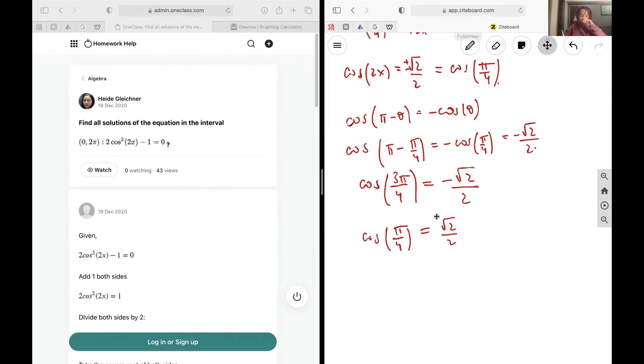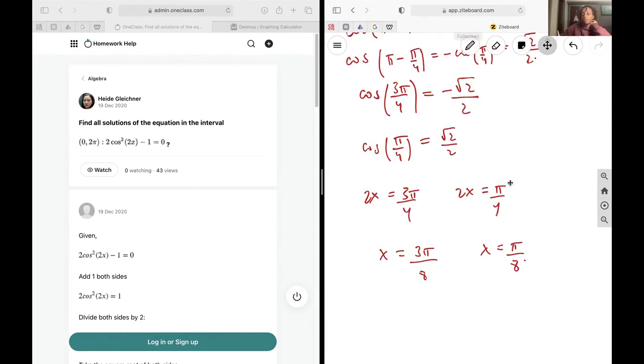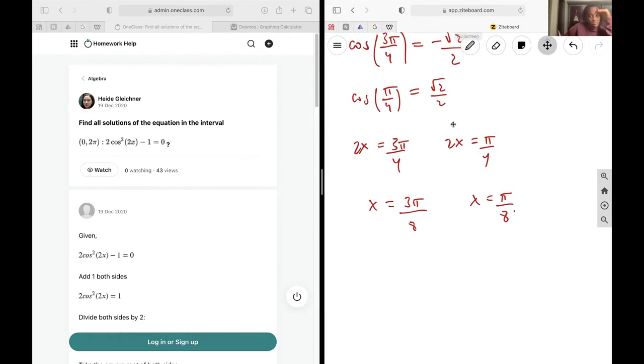And so, using those two, this would mean that 2x is equal to 3 pi over 4, or 2x is equal to pi over 4. This would give us x is equal to 3 pi over 8, and x is equal to pi over 8. But please note that cos has symmetry in its behavior around any odd-powered n. And so x can be n pi over 8 as long as n is odd. And so n is equal to 1, 3, 5, so on and so forth. And that's going to be it for this question.